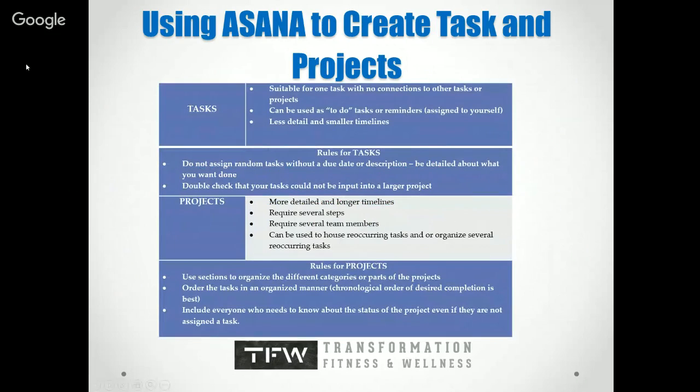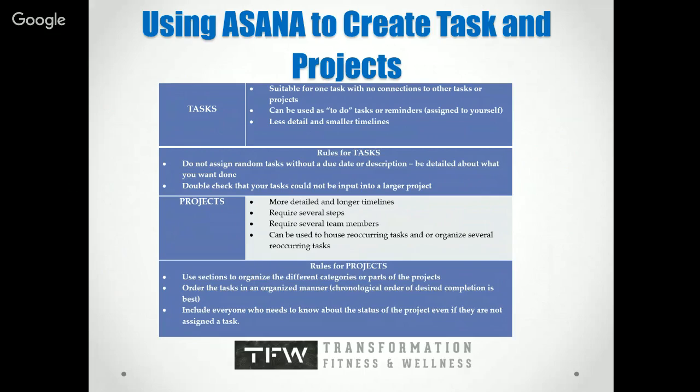And here's a breakdown. A task is suitable for one task with no connection to another task or project. And this is going to be kind of a definition of the breakdown for the rules here. Tasks can be used as to-dos, tasks or reminders assigned to yourself. Less detailed and smaller timelines are tasks. Rules for tasks: do not assign random tasks without a due date or description. Be detailed about what you want done. Double check that your task could not be input into a larger project. Otherwise, we'll have a ton of different tasks out there.